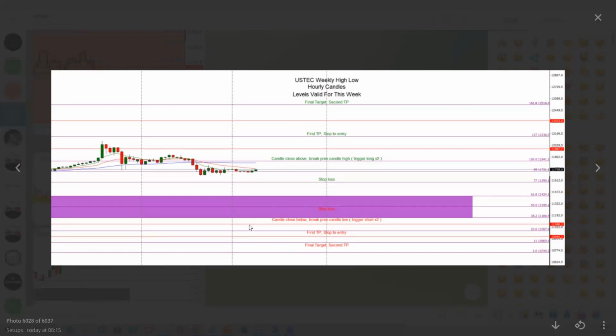Remember, guys, as soon as we hit the first red line, we move our trailing stop to entry. As soon as we hit first TP, move our trailing stop to the first red line. As soon as we hit the second red line, we move our trailing stop to the first TP.